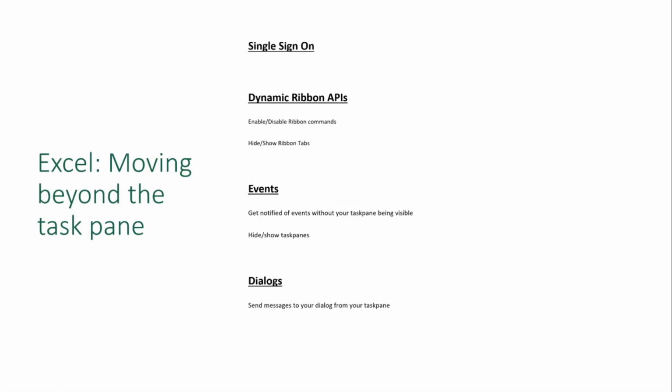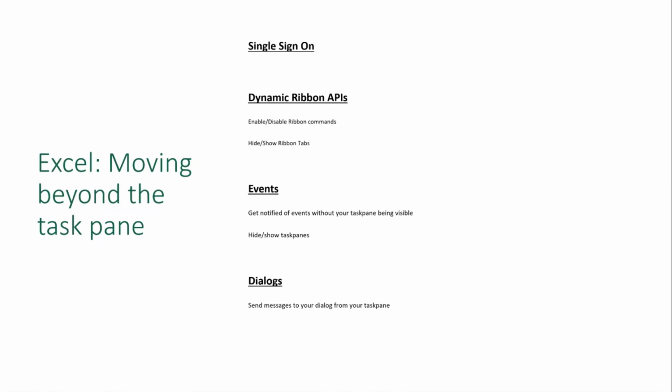On events, as I mentioned, you'll be able to get notified of events without your task pane being visible. So if there's a piece of content that your add-in brought in and you need to respond to when users change that content, the user doesn't have to open the task pane. Your add-in can register itself to respond to a data change event. Likewise, we'll add APIs to help you hide and show your task pane if you do need to show UI.